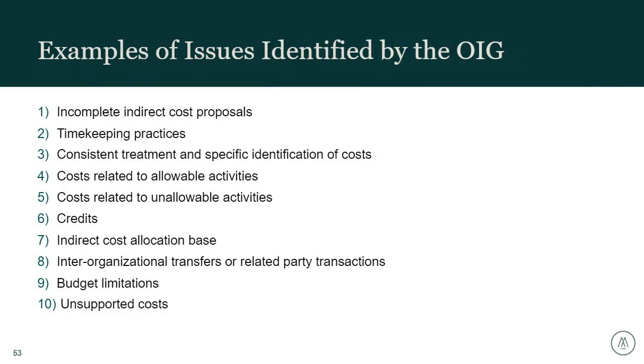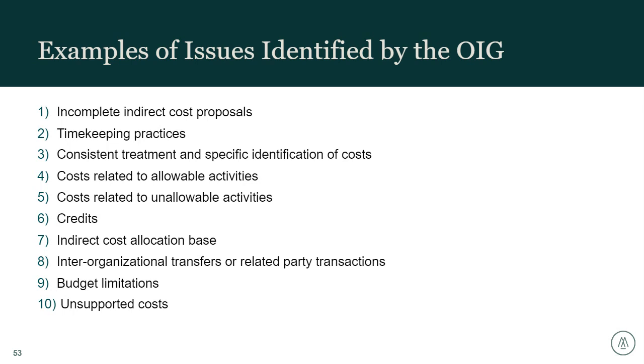And so the OIG is constantly looking at how individuals and how organizations are submitting their indirect cost rates to these agencies, and what are some of the pain points that they see. And so we put this list together from some of the OIG reports out there. And so really the first one is incomplete indirect cost proposals.